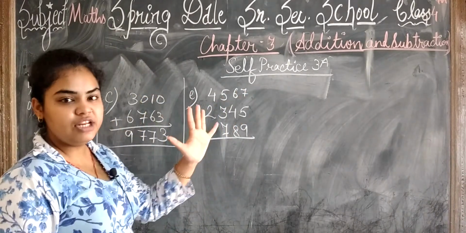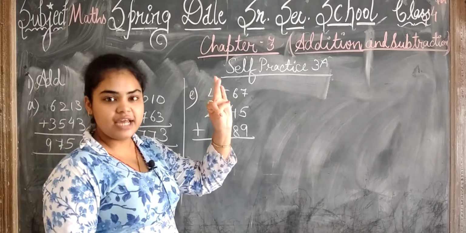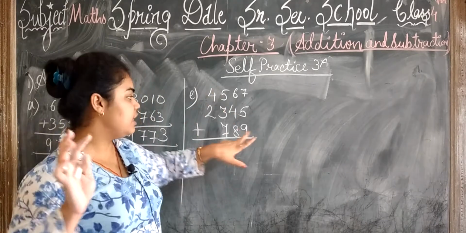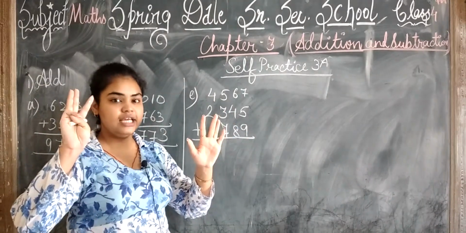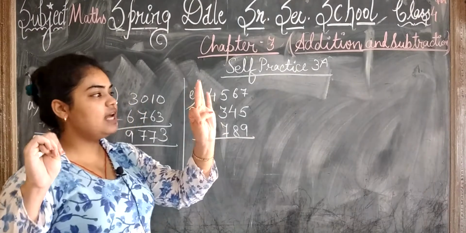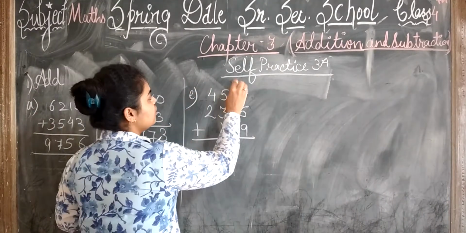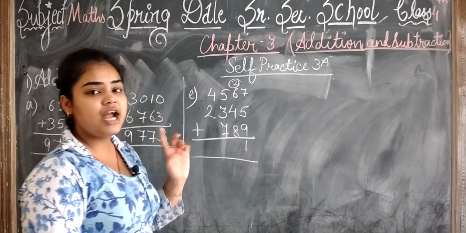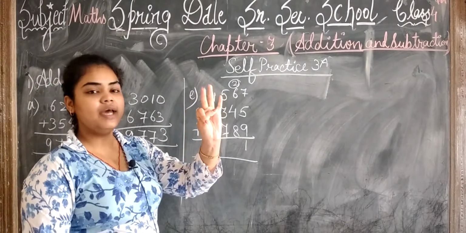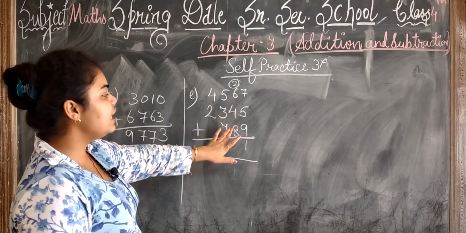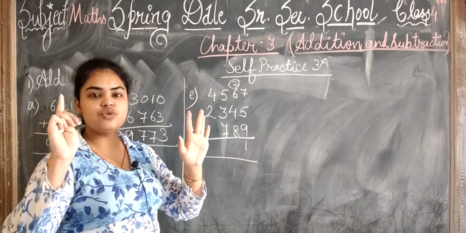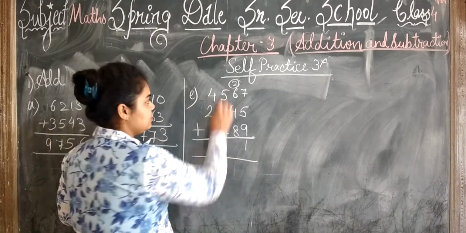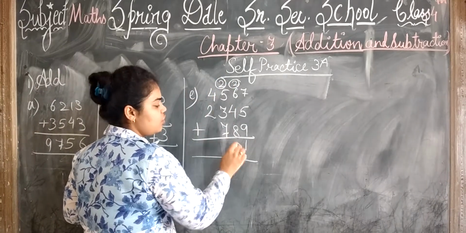7 in your mind, 5 in your fingers, after 7, 8, 9, 10, 11, 12. Now after 12 take out the 9 fingers: 13, 14, 15, 16, 17, 18, 19, 20, 21. 2 carry and 1. 6 in your mind, 4 in your fingers, after 6, 7, 8, 9, 10. After 10 take out the 8 fingers: 11, 12, 13, 14, 15, 16, 17, 18 and 19, 20. 2 here and 0 here.